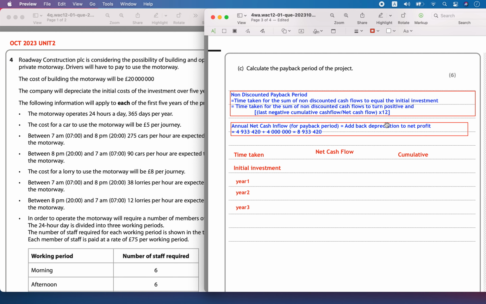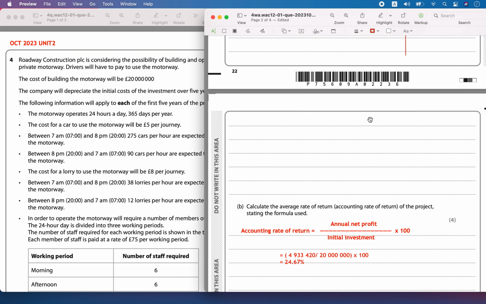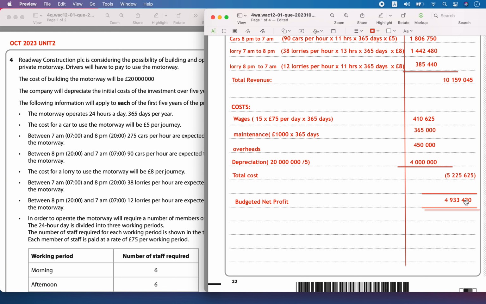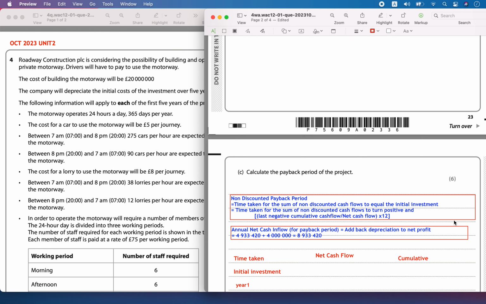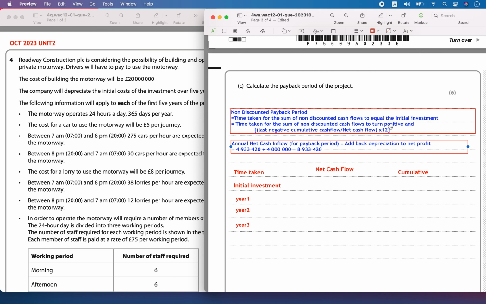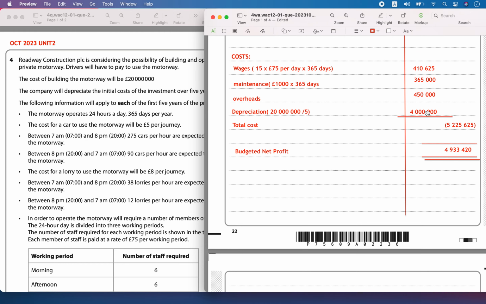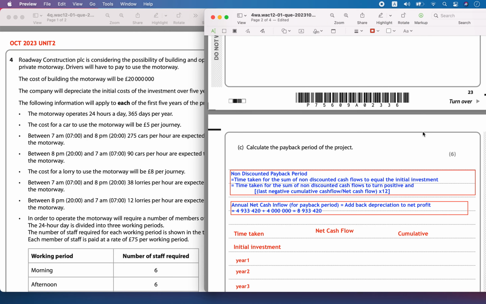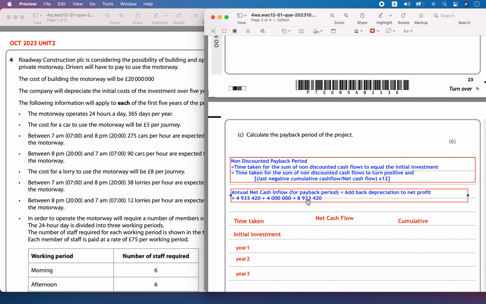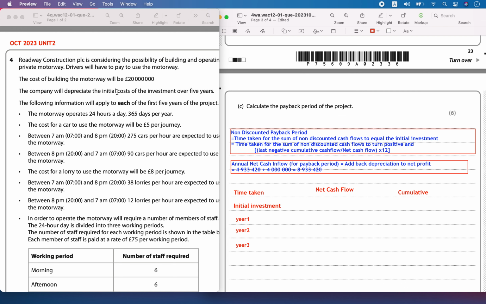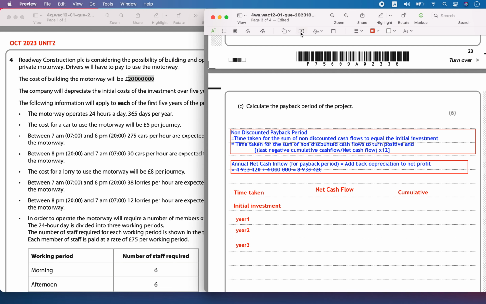Now for the net cash flow, you will add back the depreciation. So the budgeted net profit we had already calculated, 4,933,420. To that you will add the depreciation, you will add 4 million. So that will be the net cash flow, 8,933,420. Now let's take the initial investment as negative and then add the net cash flow and see when it will become positive.